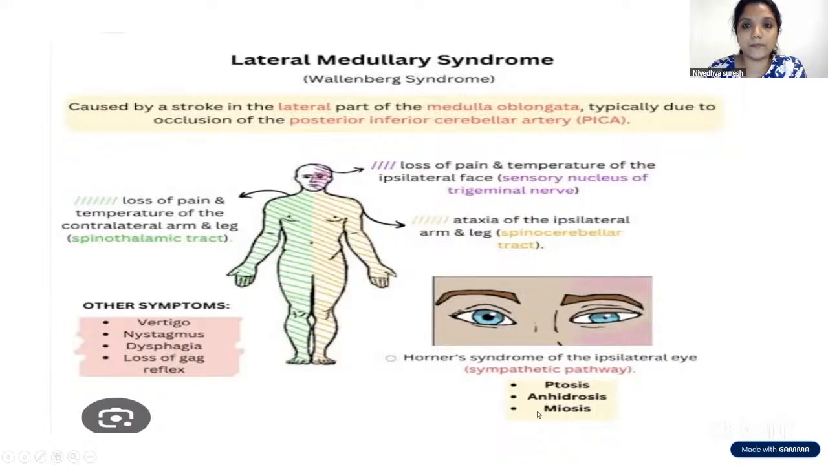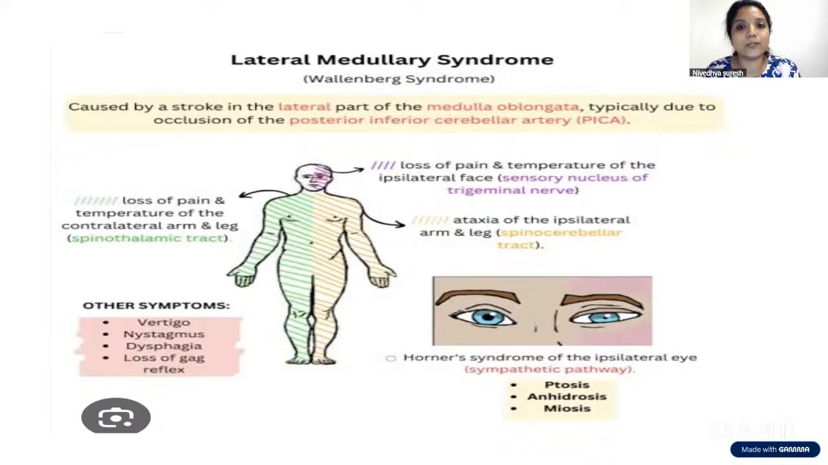Okay, students, with this said, I'm ending this session. Next session we will be discussing the next part of the brainstem. What is the next part of the brainstem? That is the pons and the midbrain. Those are two small sections, so we will discuss them in a single session.